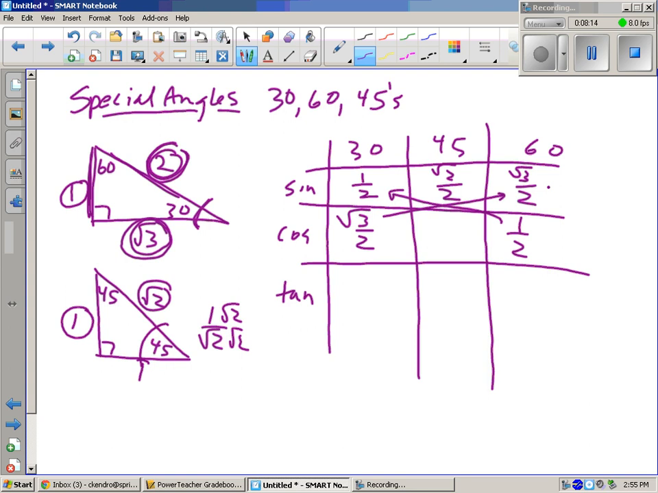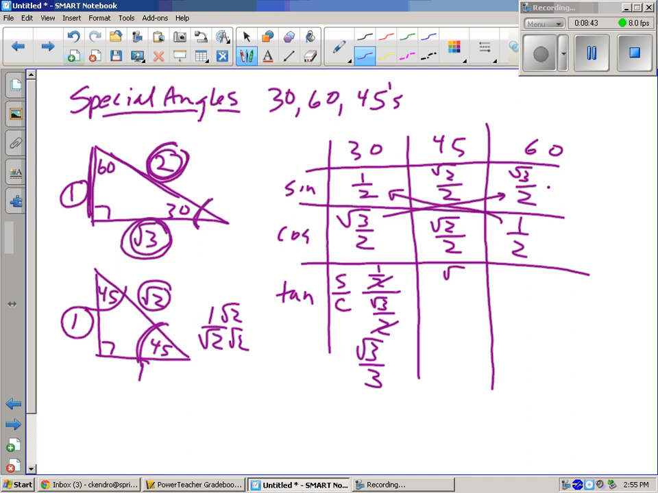Now 45 doesn't change. Whichever 45 I pick, it doesn't matter which order I go, because it's always going to be 1 over root 2, which we already said was root 2 over 2. Now tangent, I'm just going to look at sine over cosine. So I have 1/2 over root 3 over 2. The 2's are going to cancel. I have 1 over root 3, but getting the radical out of the bottom, I get root 3 over 3.